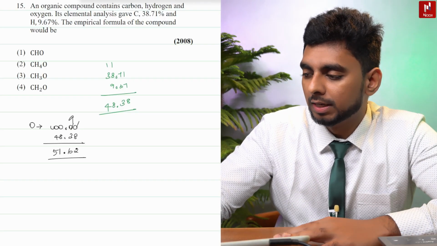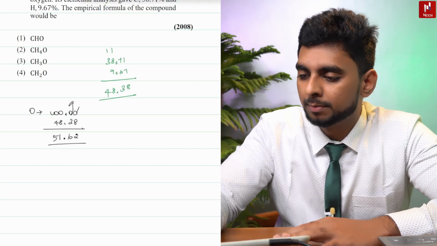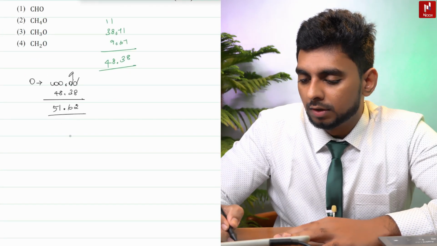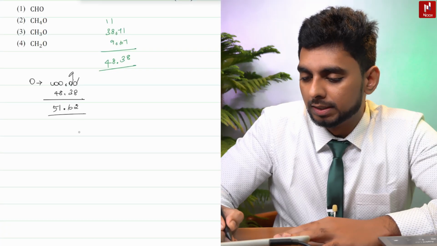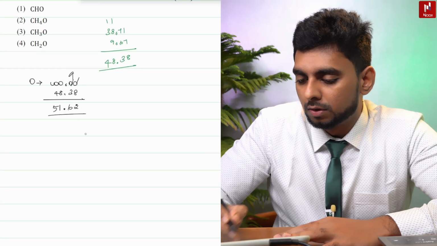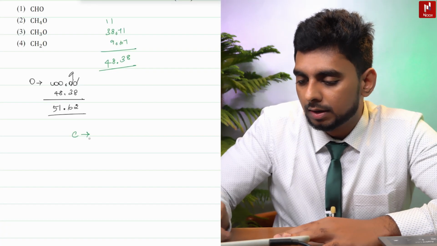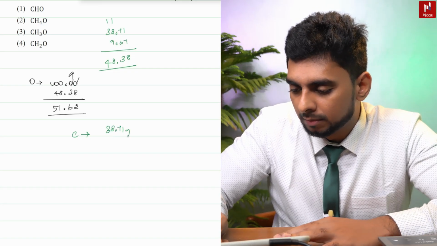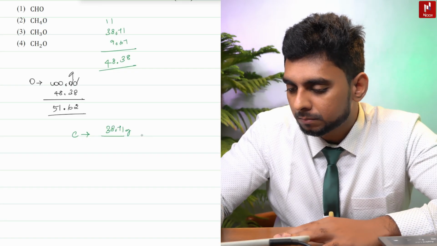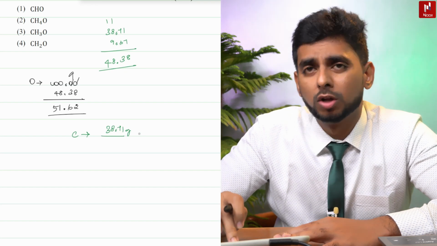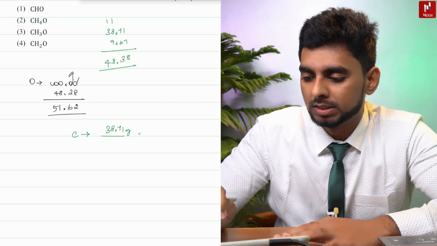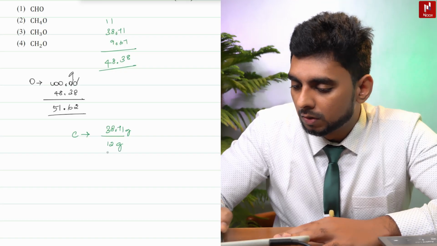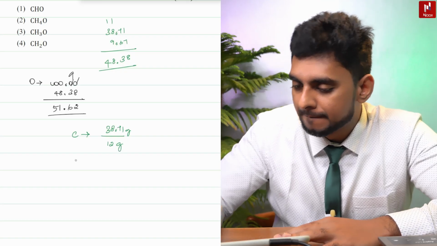Now I'm ready to get the empirical formula out of it. To get the empirical formula, I'll have to know the amounts in terms of moles, isn't it? So for carbon, it will be 38.71 gram divided by the molar mass of the carbon. What is the molar mass of the carbon? That's going to be 12 gram, isn't it? 12 gram. Got it?